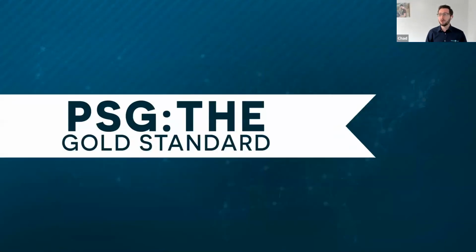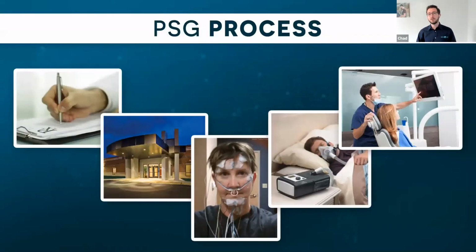So let's talk about the polysomnogram. Real quick first, it's the gold standard. Everyone knows about it. What happens is your patient gets a recommendation. They go into the sleep lab. They're strapped up to a bunch of wires, as many as 25 to 35 leads. They're plugged into a wall. They test for one night.